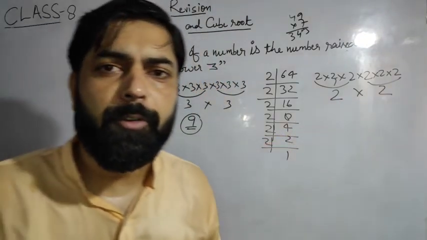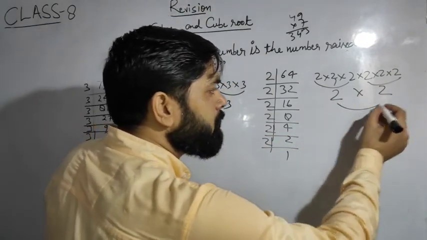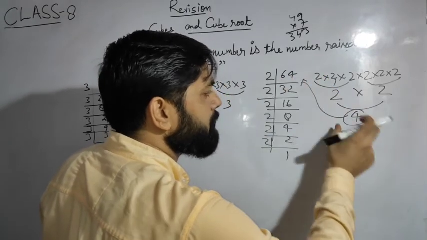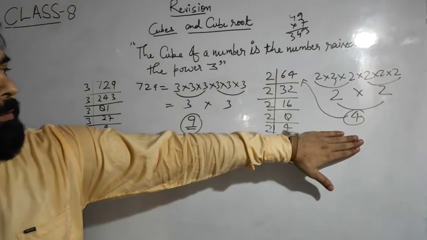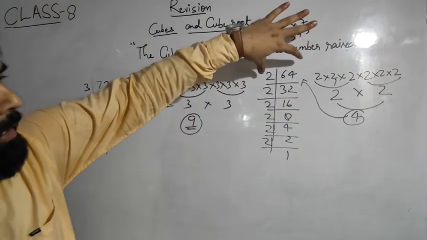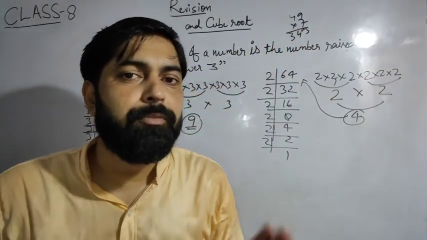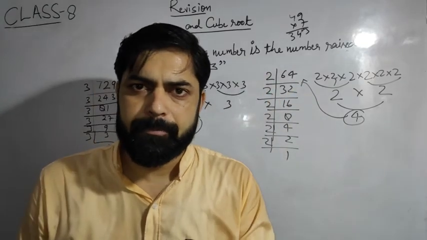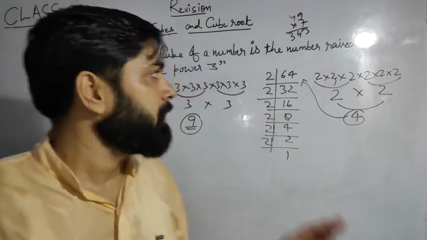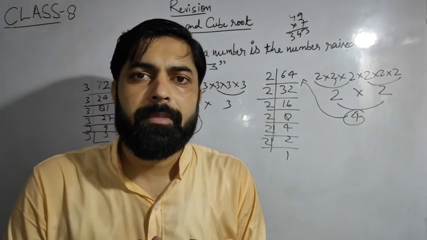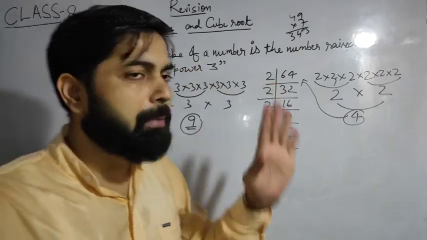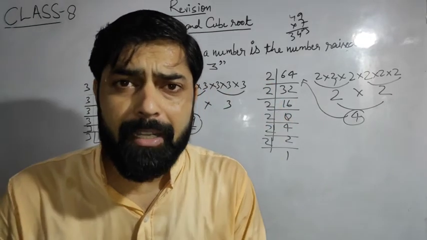So what is the number here? 2 2s are 4. So 4 is the cube root of 64. 64 is the cube of 4. You can say that 64 is a perfect cube, because 64 has complete groups of numbers. So this was the revision. First revision, what? Cube and perfect cube, and how we can check the perfect cube.